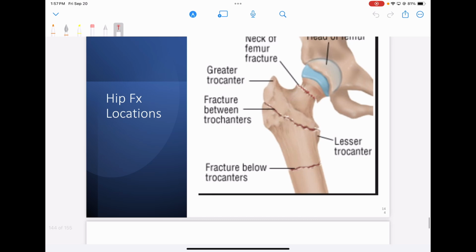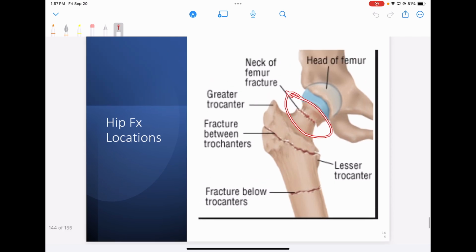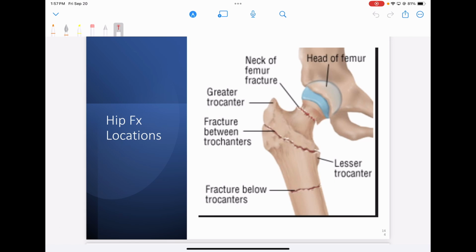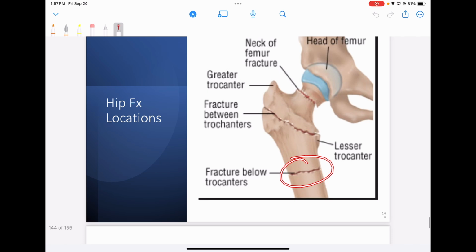Frequent places of fracture for osteoporosis. The biggest one is this femoral neck fracture. You also get intertrochanteric fractures and fractures below the trochanters, but the femoral neck one is the most common one they're going to have.